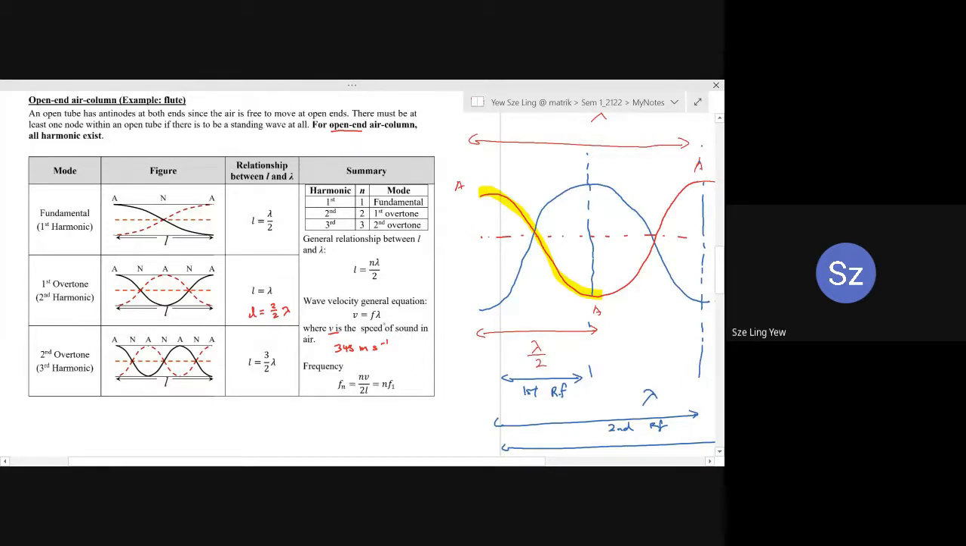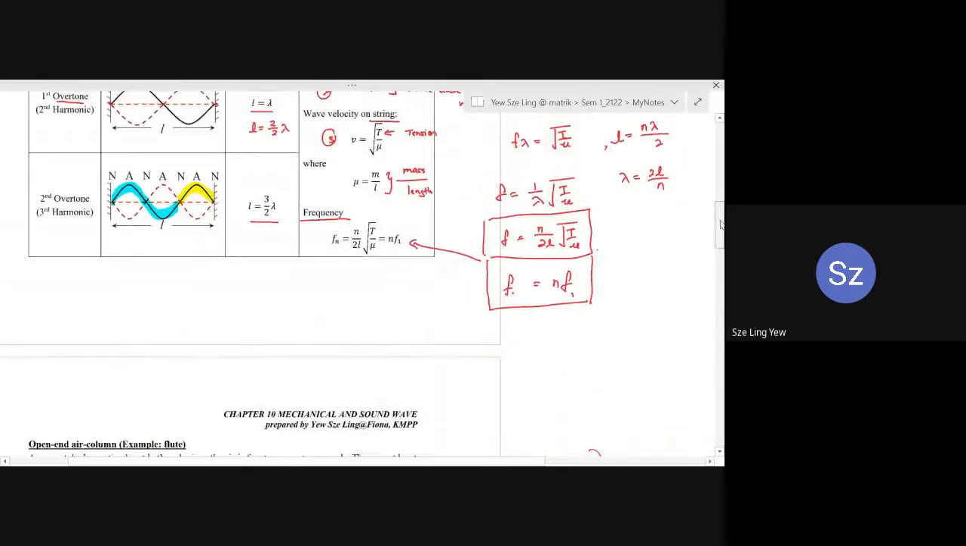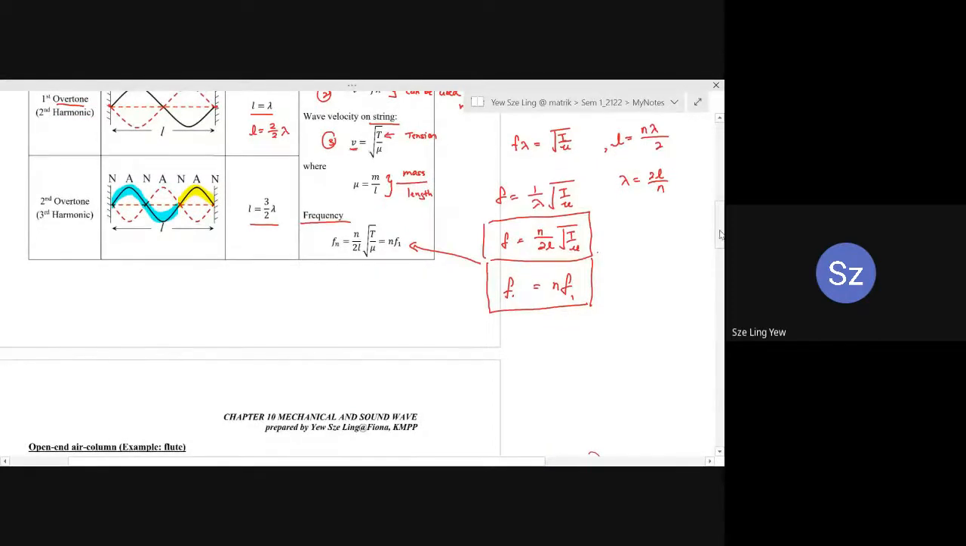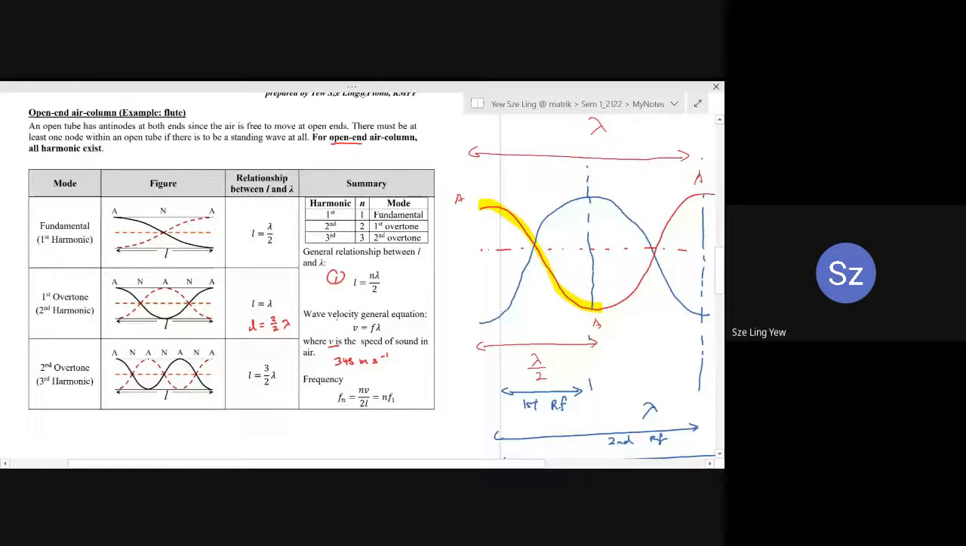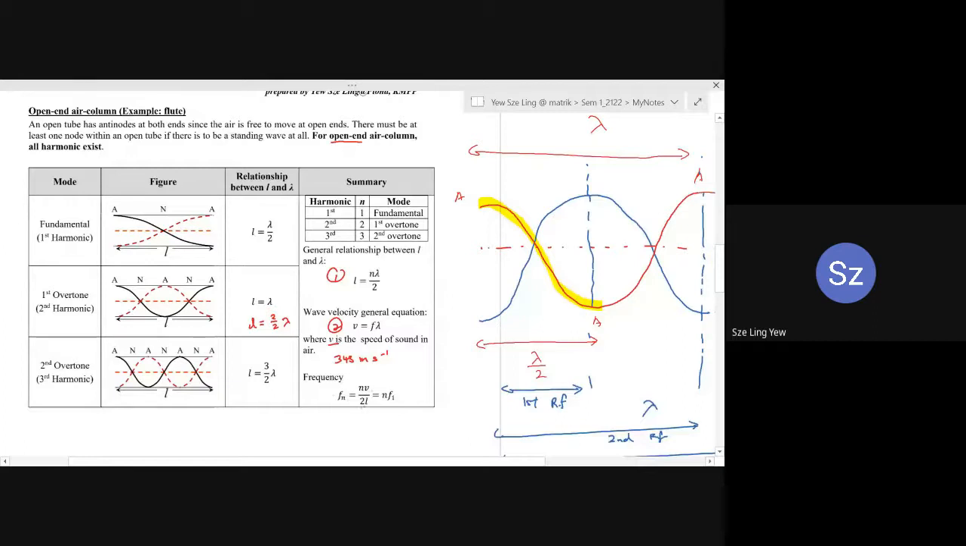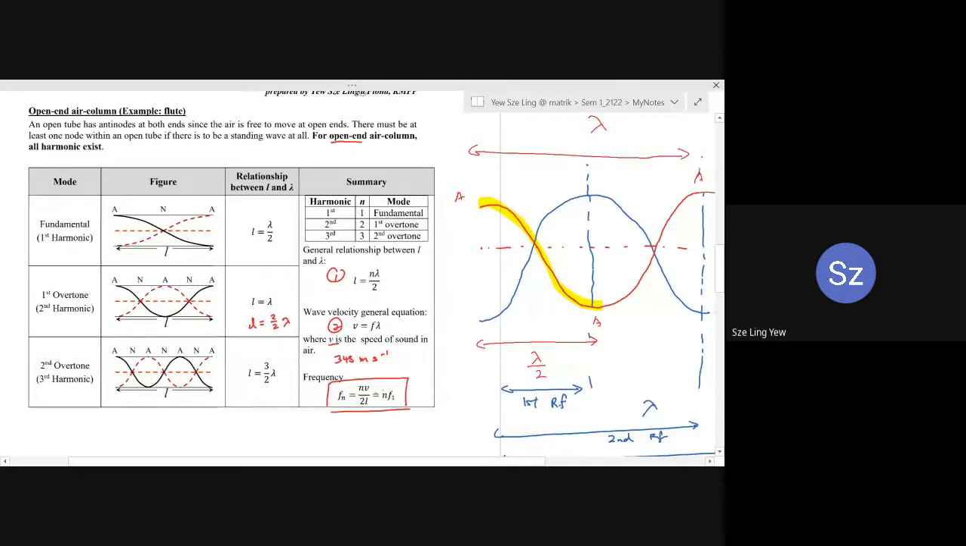Just now, the velocity was for the particles in a string. For the particles in the air, you don't have a specific equation because they have a constant value. So now we have just V equals f lambda. Therefore, when you substitute equation 1 into equation 2, you obtain f equals nV over 2L. So this is the equation for an open-end air column. Very simple. You identify the relationship between L and lambda, and from there you substitute it into V equals f lambda, and then you obtain the general equation.